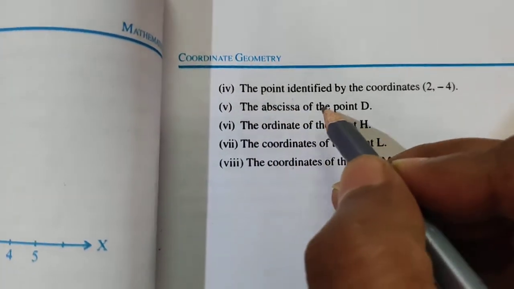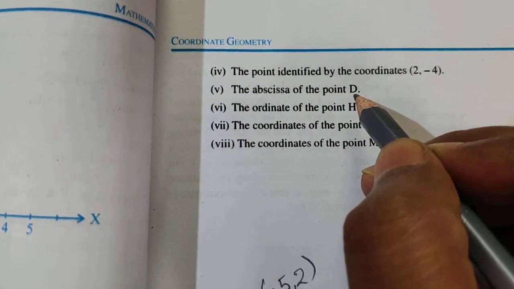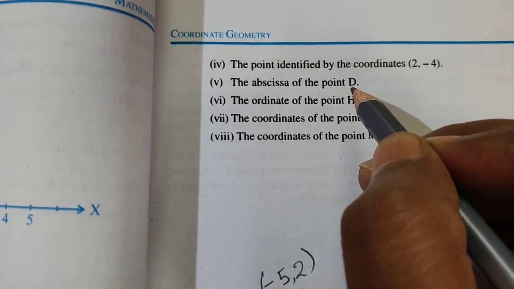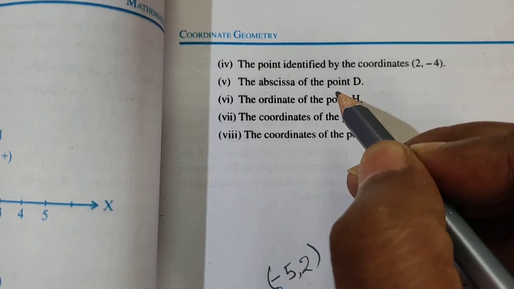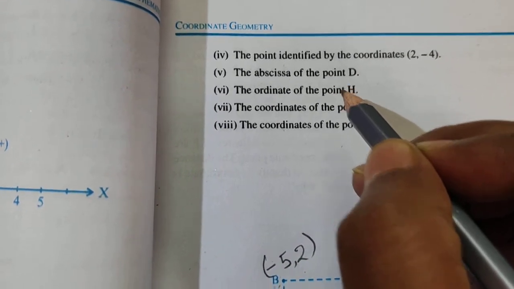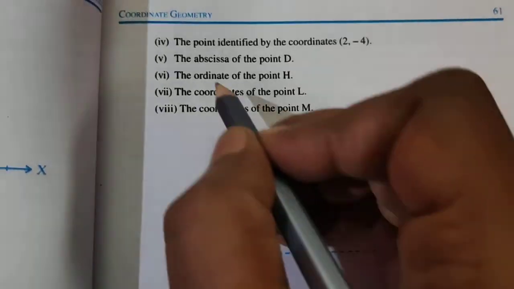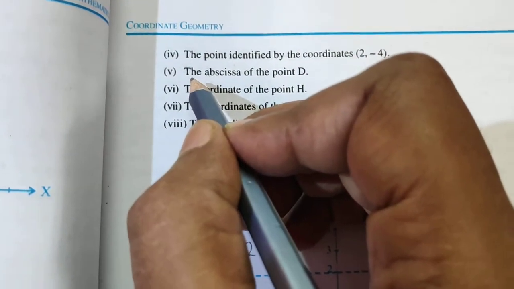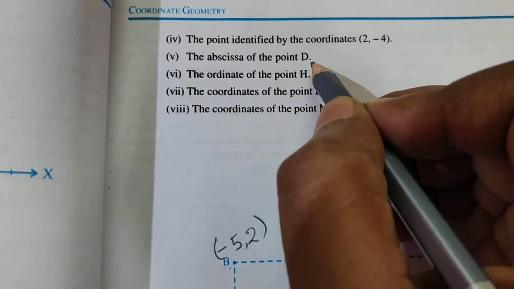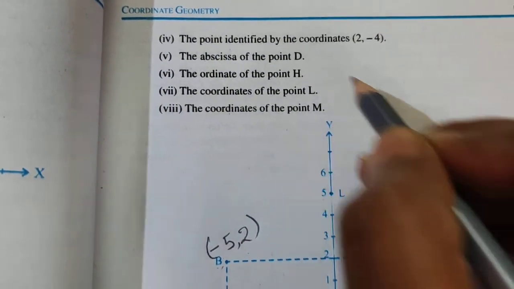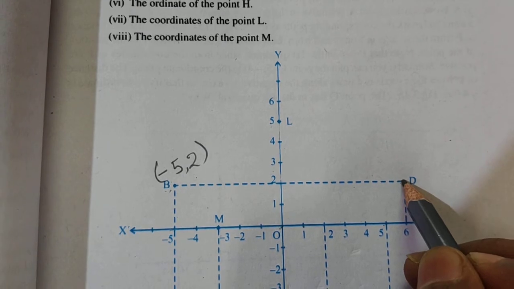Next, the abscissa of the point D. What is the meaning? The abscissa of the point D means the x coordinate of the point D. Let us find out where is the point D. This one. Here in the question it is said to find the abscissa of the point D. X coordinate of the point D you will find.